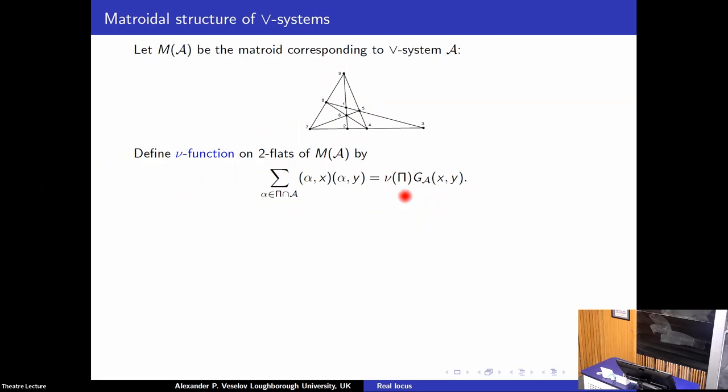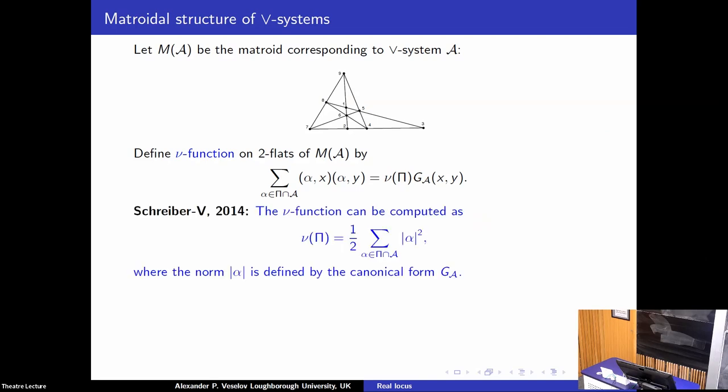And it must be proportional by the condition of, because it's a flat, it's not reducible, right? And it must be proportional, and the coefficient of proportionality is nu. It is well defined, actually. So the conjecture is that we had some formula to actually compute this function nu for check system.